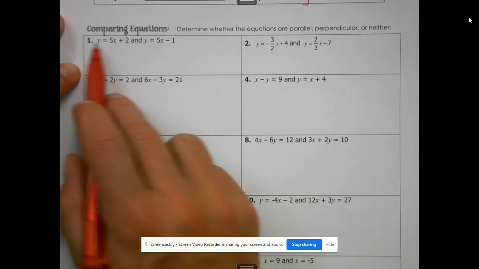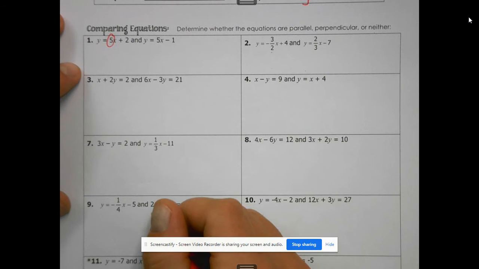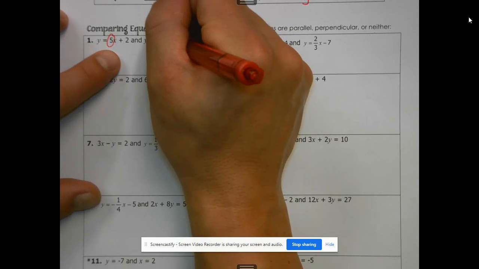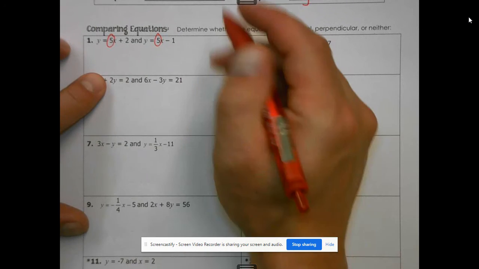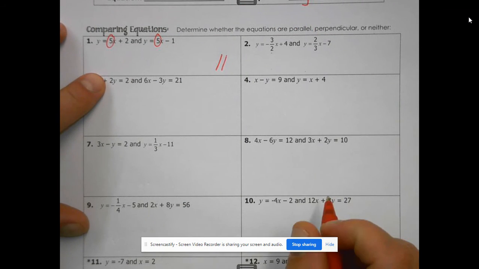If I look at number 1, the slope is a 5 on the first guy. On the second equation, the slope is also a 5. Remember, if they are the same, they are parallel. These are parallel slopes.